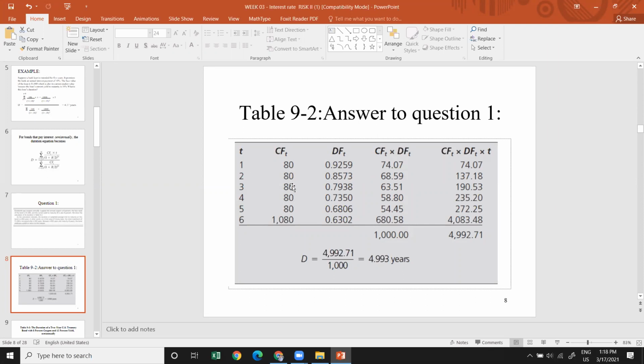And you will repeat it for all the years. It's very easy to do in Excel. At the end of the day, you just multiply with the corresponding time, sum it all up, and divide by the summation of the discounted cash flow, the present value cash flow.